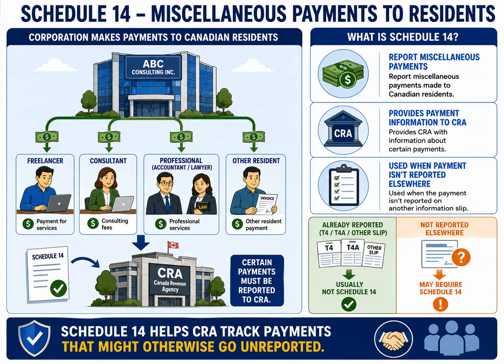However, one important principle is that Schedule 14 is generally used only when the payment is not already being reported somewhere else. If a payment has already been reported on another CRA information slip, such as a T4, T4A, T5, or another required information return, you normally would not report the same payment again on Schedule 14. This helps prevent duplicate reporting while still ensuring that the CRA receives information about payments that might otherwise go unreported.